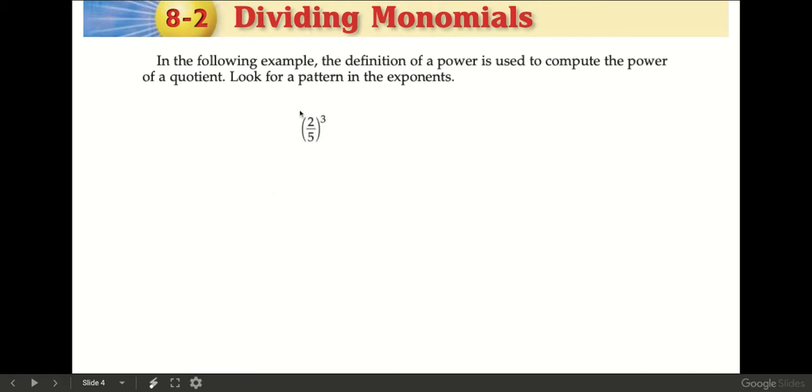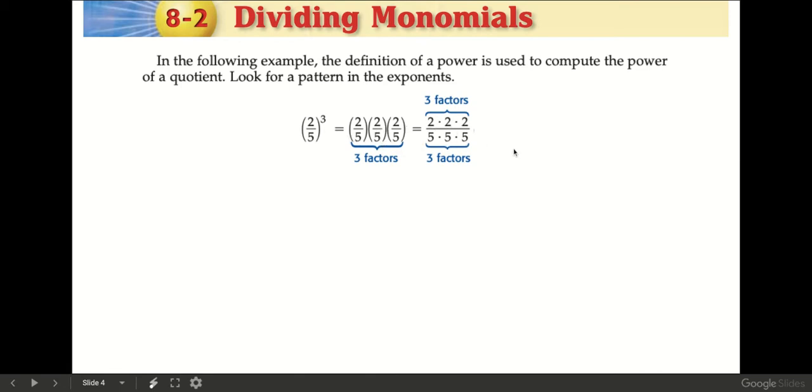So here I have 2 over 5 all to the third power, right? So one way to look at it is you can write it out. 2 fifths to the third power means 2 fifths times itself 3 times. So 2 fifths times 2 fifths times 2 fifths, 3 factors of it. And then I can go ahead and just rewrite it using the associative property. All these things are just being multiplied together, so I'd multiply all the stuff across the top, the numerator, and all the stuff across the bottom, the denominator.